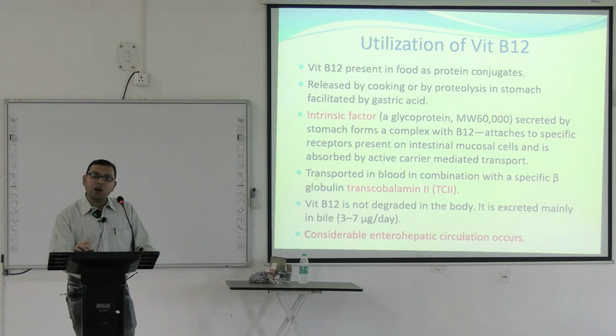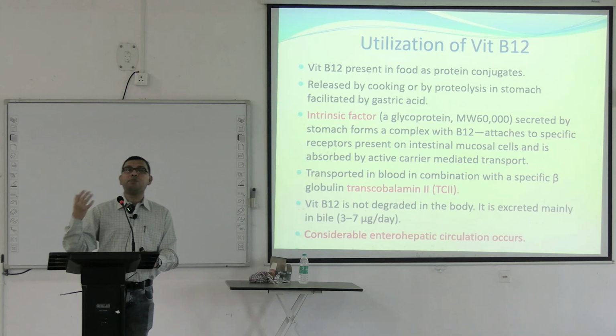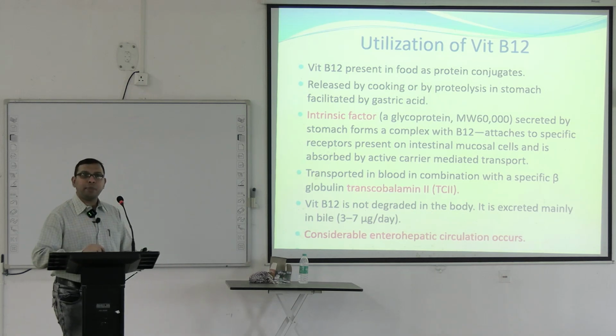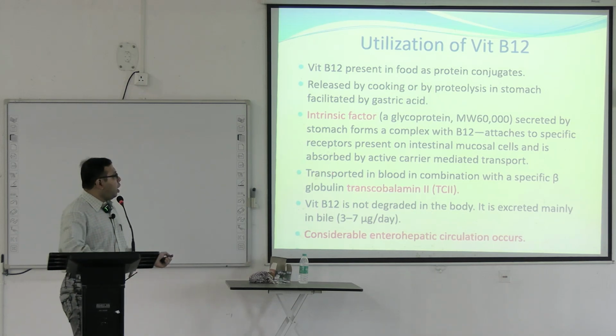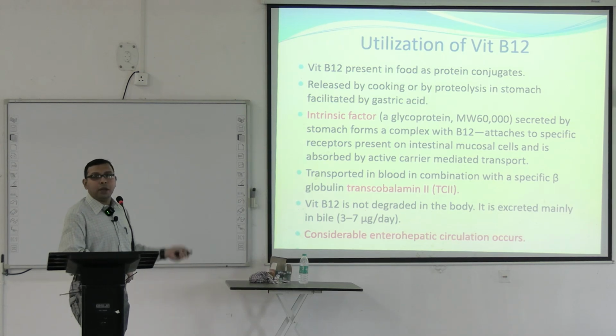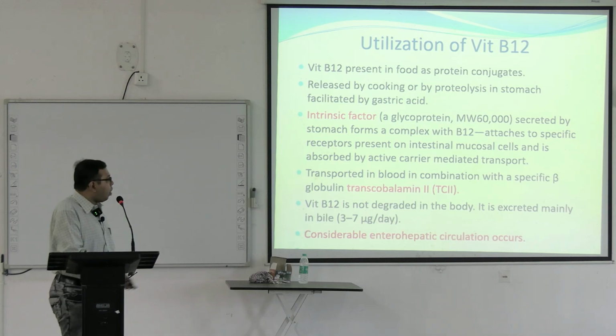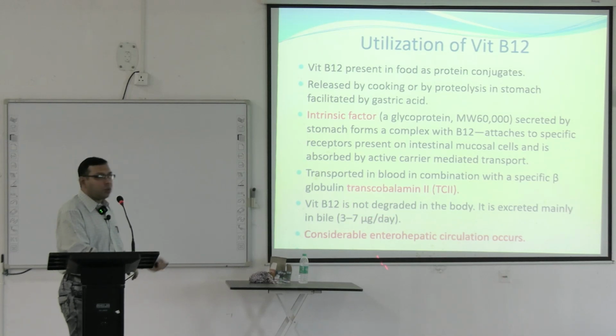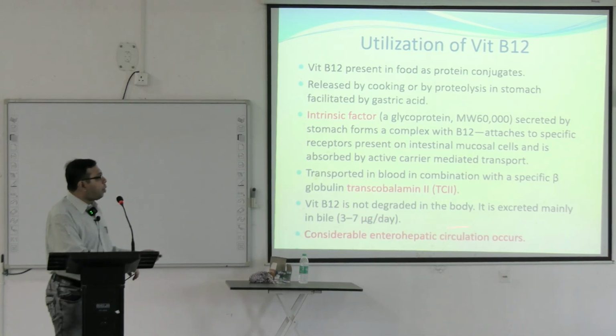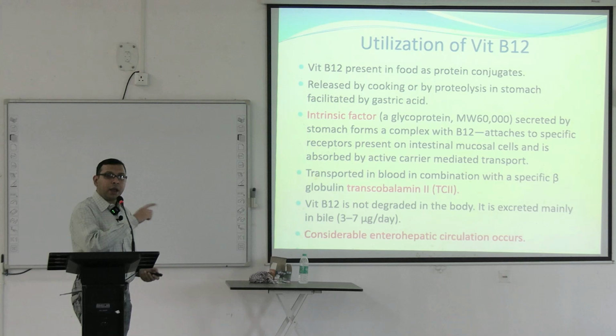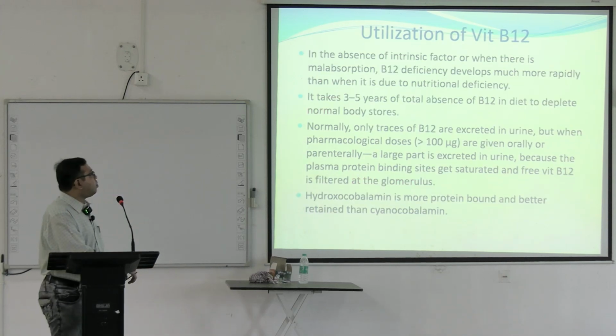So you can see for vitamin B12 absorption, we need the intrinsic factor. So if there is intrinsic factor deficiency, or a problem in the stomach, again vitamin B12 absorption will be hampered. It is transported in blood in combination with a specific beta globulin, transcobalamin. In iron there is transferrin; here there is transcobalamin 2, and most commonly there are two forms. Vitamin B12 is not degraded in the body. It is excreted mainly in bile, 3 to 7 microgram per day, and considerable enterohepatic circulation happens. So time and again it circulates within the body.